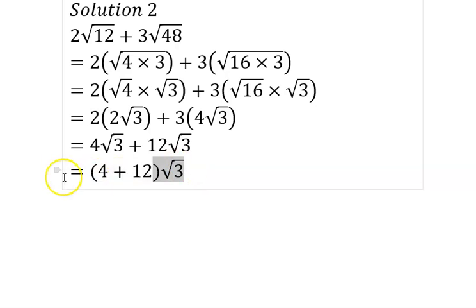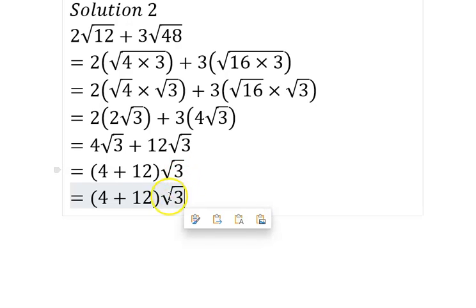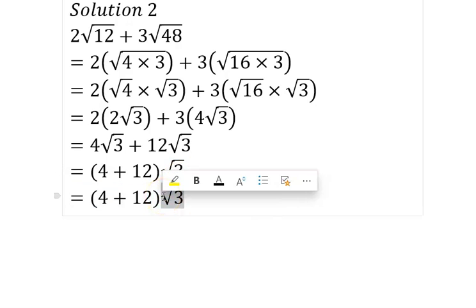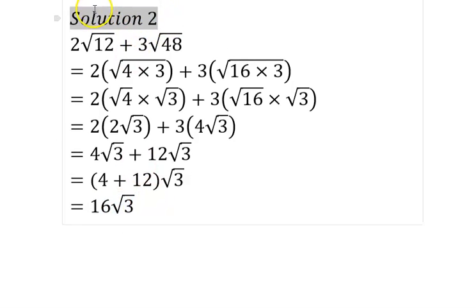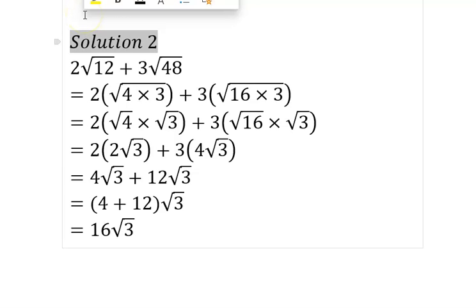Beautiful. So with this, we can now come to the conclusion, our final answer. 4 plus 12 will give us what? 16. Beautiful. So our answer is 16. Rules 3. Very easy applying those rules. So let's go to solution number 3.